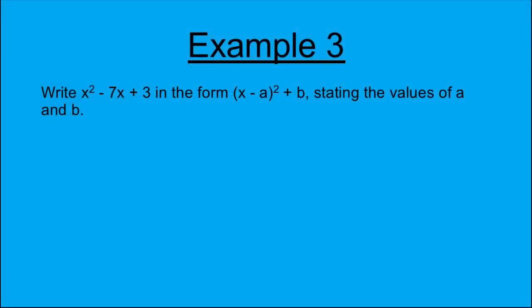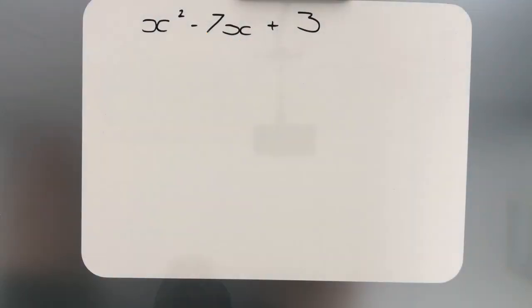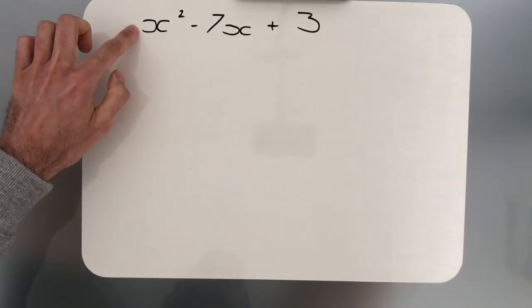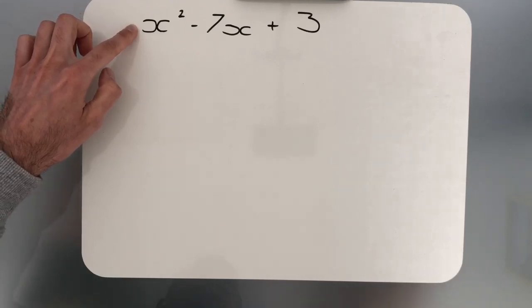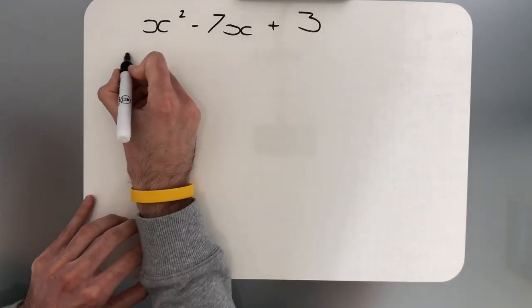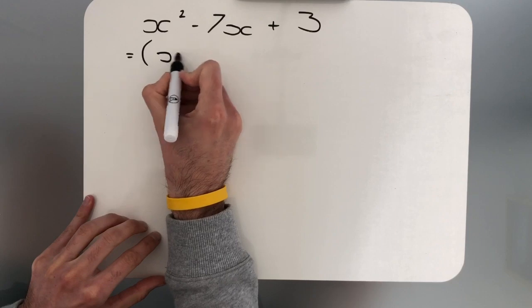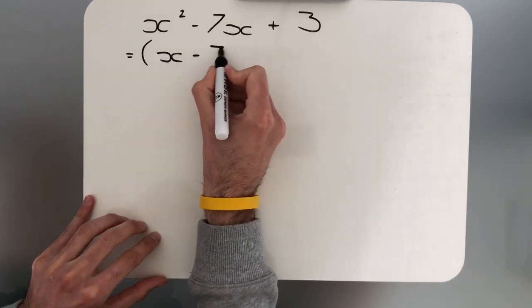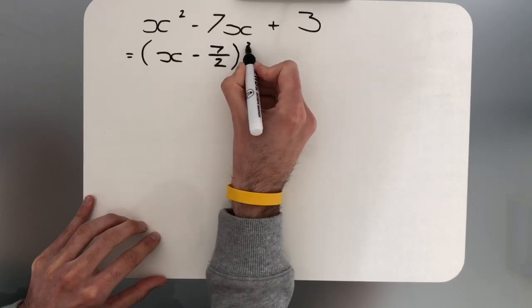Example 3. Write x squared, subtract 7x add 3, in the form x subtract a all squared, add b, stating the values of a and b. In our final example, we're asked to complete the square in addition to stating the values of a and b. To begin with, check that the squared term has a coefficient of positive 1. With this being the case, we then simply halve the coefficient of the x as with the previous two examples. Going into our brackets, we have x. A half of negative 7 is simply negative 7 halves, all squared.